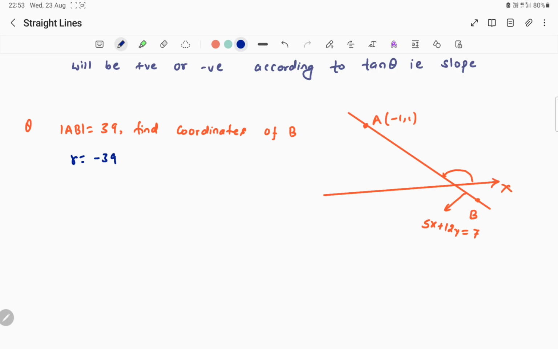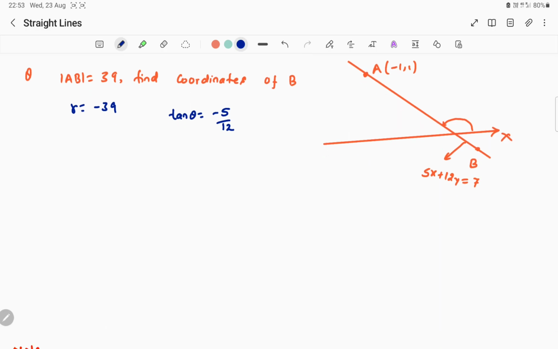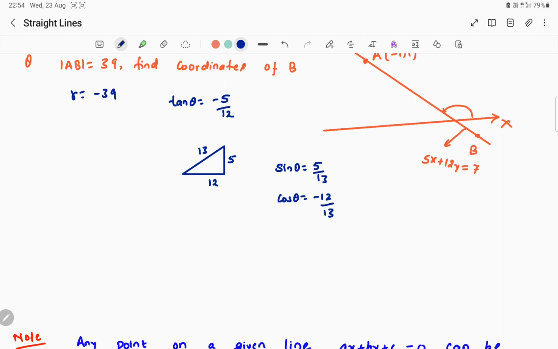What is tan theta? If you try to find it from here, it is minus coefficient of x divided by coefficient of y. So you make a triangle without sign. Tan theta, this is 5, this is 12, so the hypotenuse is obviously going to be 13. What is sin theta? Sin theta is always positive, so it is going to be 5 by 13. What is cos theta? Since your slope is negative, cos has to be negative. So cos theta is minus 12 by 13.